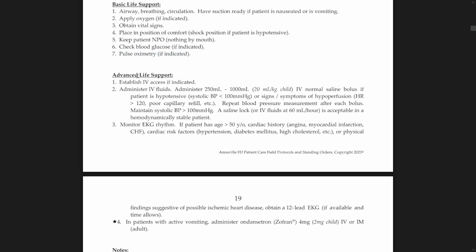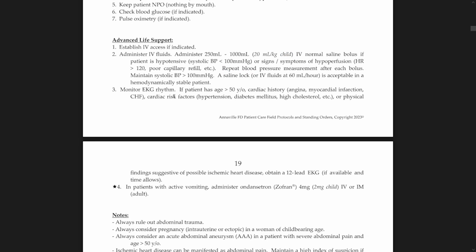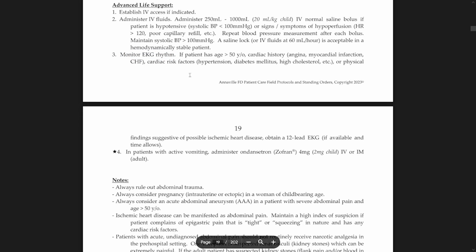For an advanced individual, or for ALS or a paramedic, we want to establish IV access if it's indicated. We want to administer IV fluids if necessary, between 250 to 1,000 mLs or 20 mLs per kilogram for a child IV if the patient is hypotensive. We want to monitor EKG rhythm. This is such a big one. For any abdominal call, we need to get a 12 lead on a patient. That's not acceptable to not do that, at least in my department. We need a 12 lead.